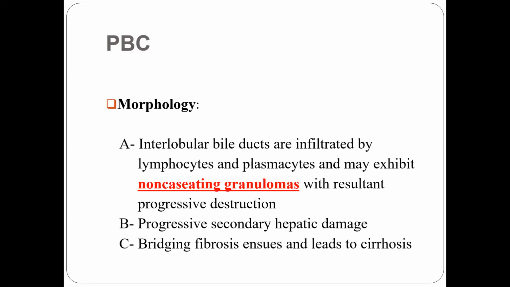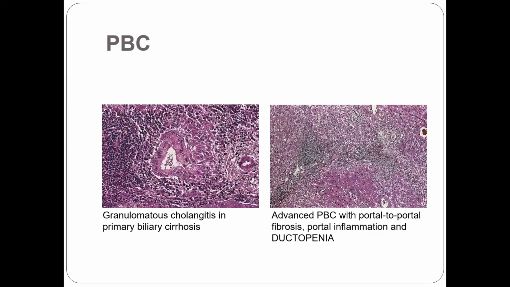Now, what do you see in terms of morphology? An important feature you see is the non-caseating granulomas that are surrounding and infiltrating the interlobular bile ducts and destroying them in the process. All right, the end result is going to be, again, fibrous septae that are heavily loaded with bile. This is why they take the yellowish and greenish color, resulting in the characteristic appearance of biliary cirrhosis.